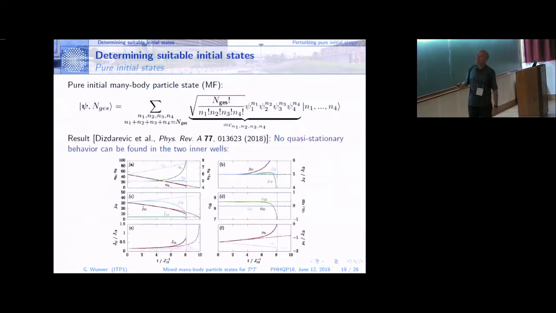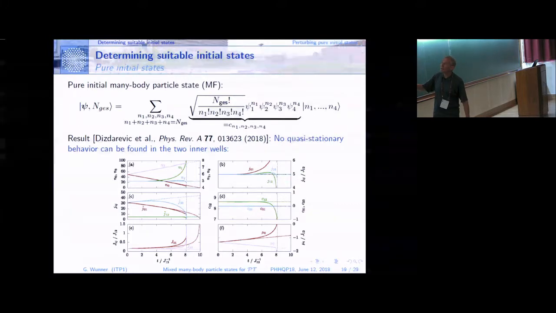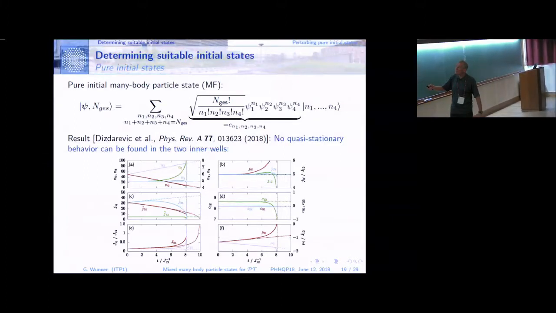Okay, this was done in a paper that we published at the beginning of this year, and the disappointing result was that no quasi-stationary behavior can be found in the two inner wells. For example, what is plotted here is the number of particles in the wells. The N naught in this case is the one that is depleted on the left. This line corresponds to the outer well on the right. And then you see that for some time, the inner wells have almost exactly the same occupation number, it seems stationary, but then the particle number in the left well just goes away.